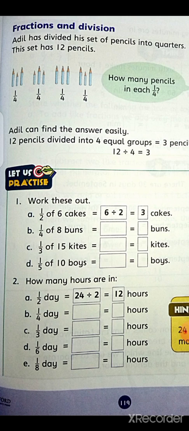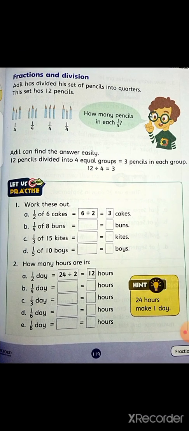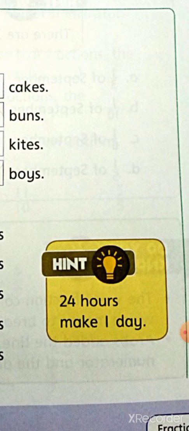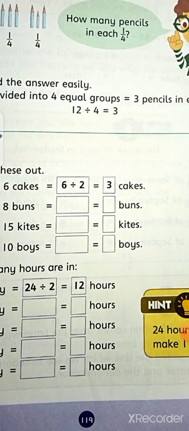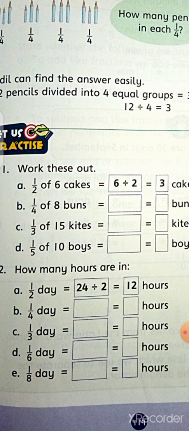In question number 2, how many hours are there? First of all, you must find half a day. In one day, how many hours? 24 hours. Here a hint is also written: 24 hours make one day. Look at the question carefully. How many hours? A part, half day. First of all, you must know in one day how many hours. So 24. Now you will divide 24 divided by 2, half day means 12 hours.